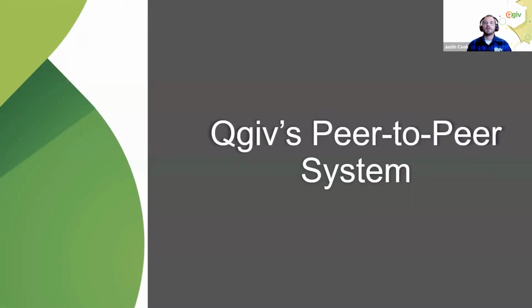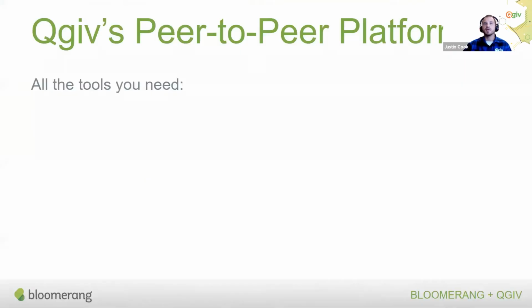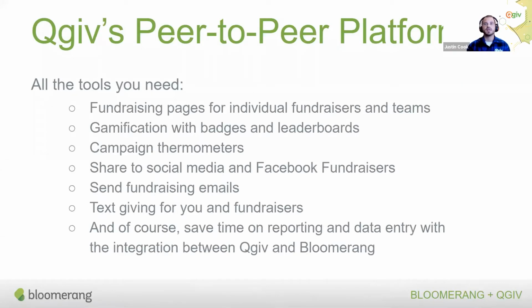And Qgiv's peer-to-peer platform gives you all the tools that we've been discussing today and more, including fundraising pages for individual fundraisers and teams, gamification with badges and leaderboards, social media sharing tools, and the integration with Facebook fundraisers, fundraising emails, tools for your organizations and supporters, text giving, which your organization can set up an event keyword to communicate with your supporters, and offer a way for your participants to create their own custom keywords, so that they can collect donations for themselves and for their teams all through text.